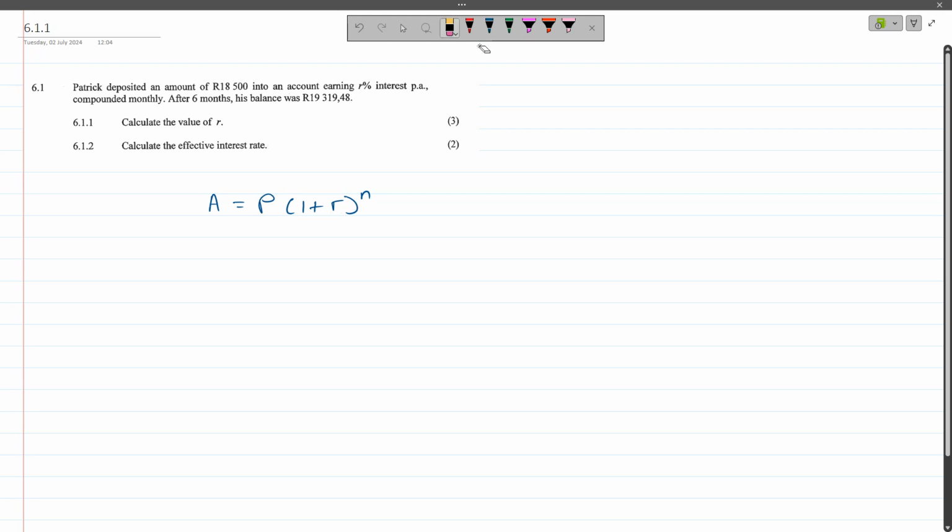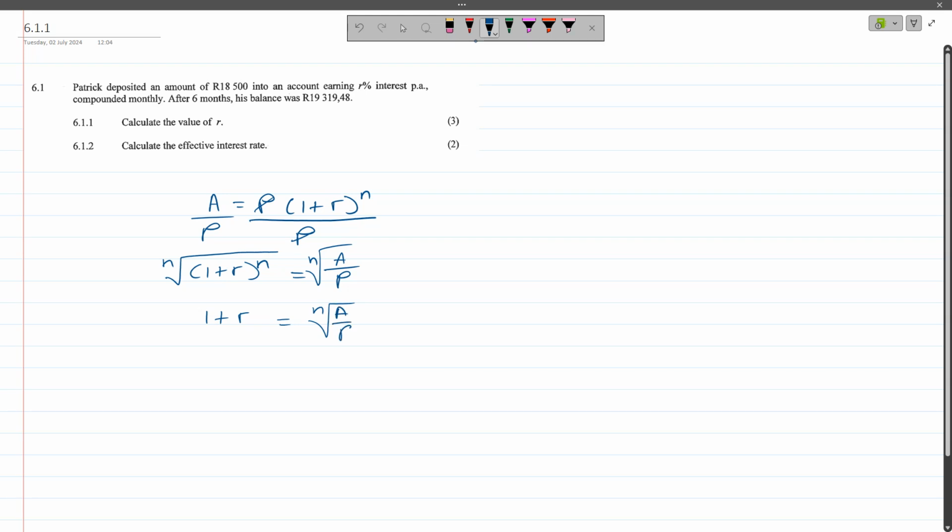Dividing both sides by P will allow us to take a step into making R the subject of the formula. Now just rewrite the order so that it is (1 + R)^n is equal to A over P. And then to cancel this nth power, we use the nth root on both sides, leaving us with 1 + R is equal to the nth root of A over P.